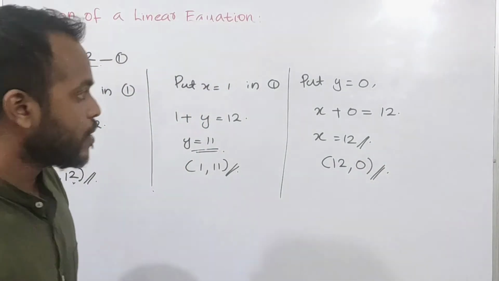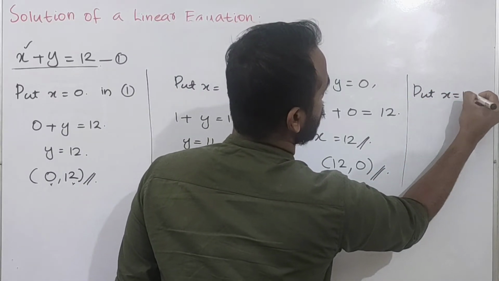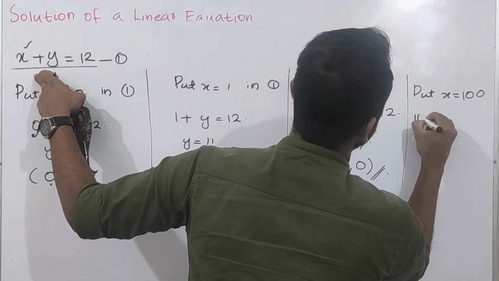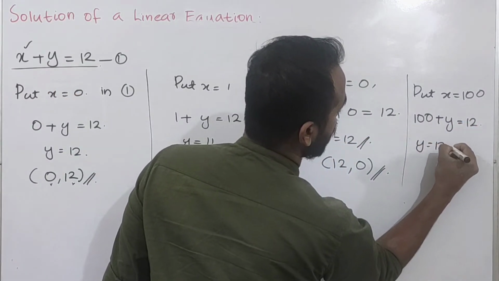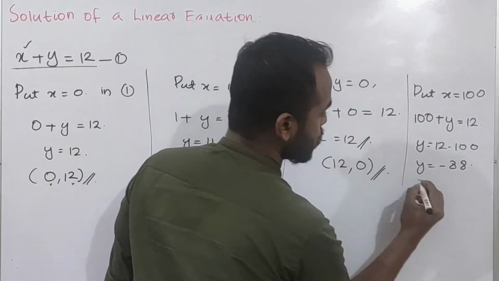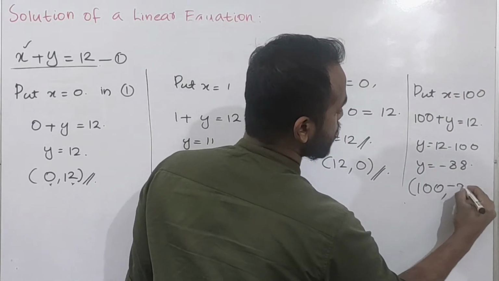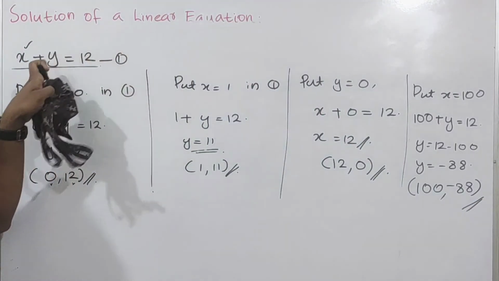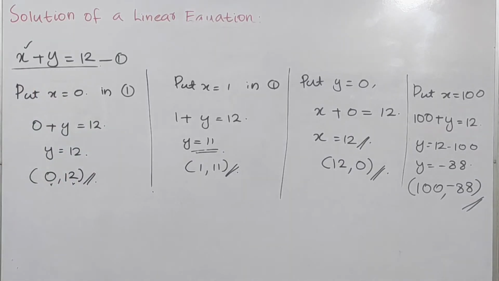If you put any value, I am going to put one more. Put x is equal to 100. You still can get a solution for this one. So what happens? 100 plus y is equal to 12. y is equal to 12 minus 100. y is equal to minus 88. So how will the solution become? This will be 100. Why? Because the x coordinate is 100. The y coordinate is minus 88. So this one is also a solution for the equation x plus y is equal to 12. So this is how the solution is found.